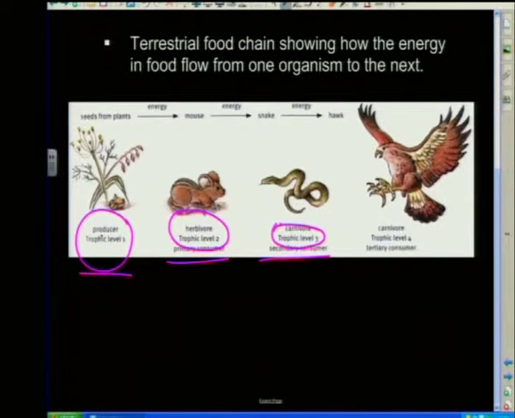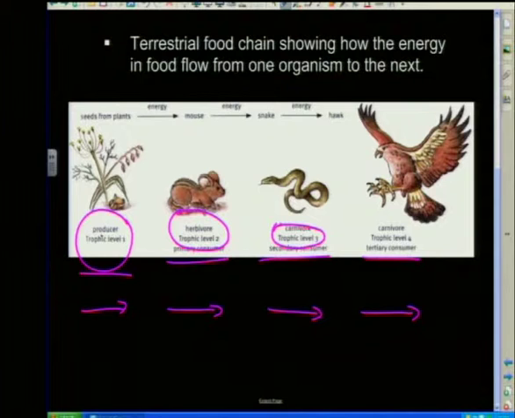And then finally, on the fourth trophic level, we have the tertiary consumer. In this case it is a hawk, and we know that hawks would feed off larger secondary consumers. In this case it would feed off the snake, and hence we see that energy being passed on from the first trophic level to the second, third, and finally to the fourth trophic level.